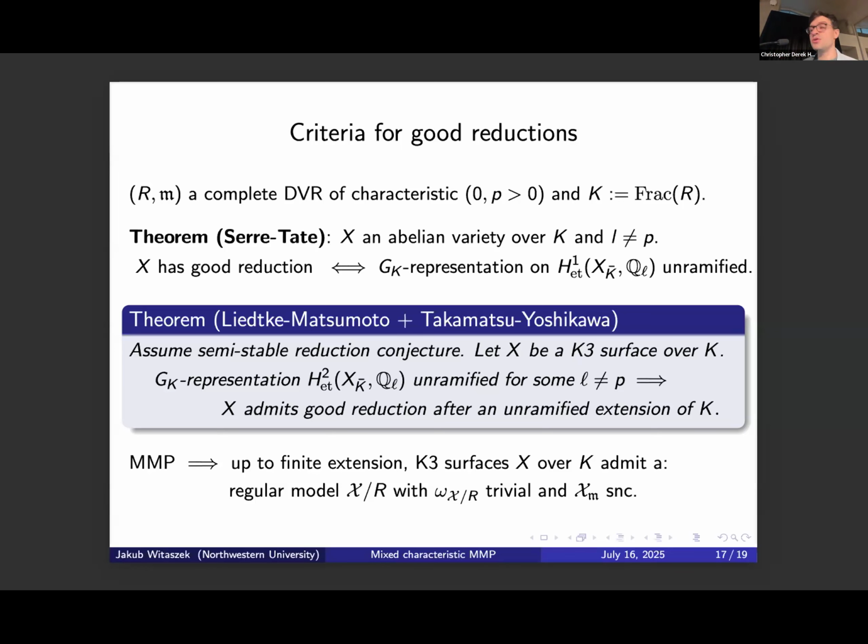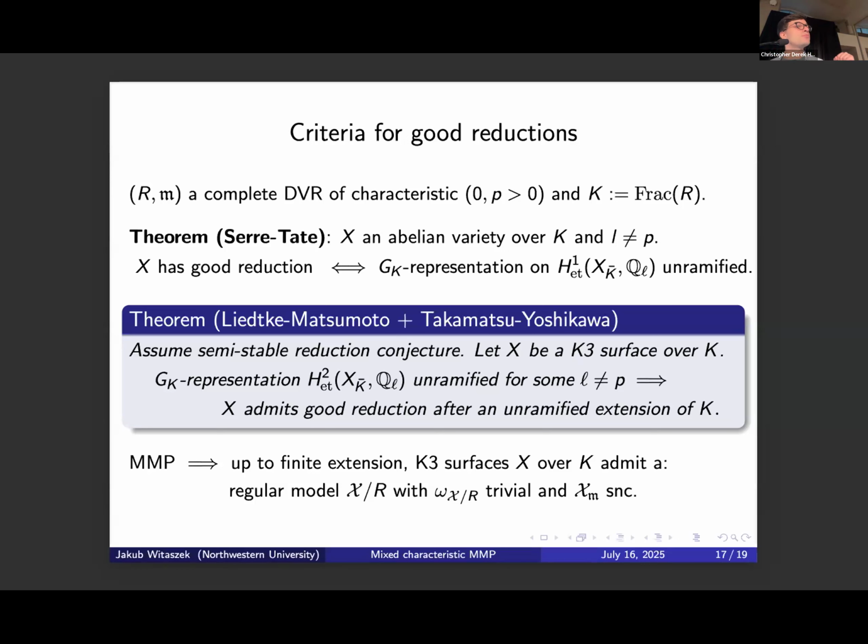Using MMP, you can construct nice models of K3 surfaces. Specifically, let's start with a K3 surface X over K. Then up to some finite extension, you can make the special fiber reduced and simple normal crossing by semi-stable reduction, assuming that. But then the relative omega is going to be very, very complicated. It's not going to be trivial at all. If you take any semi-stable model, you have no way to say anything about relative omega.